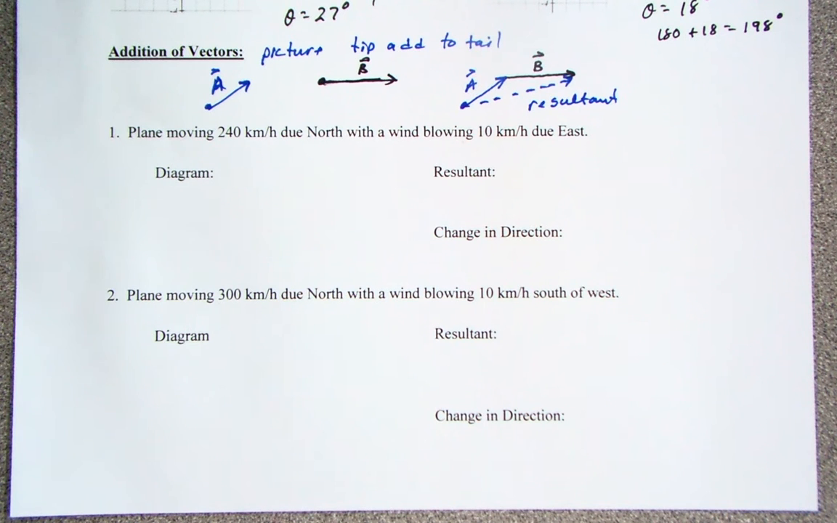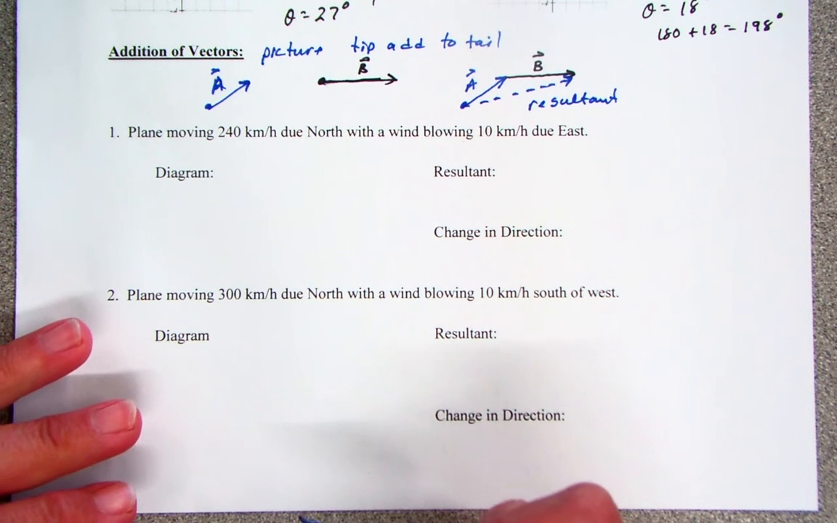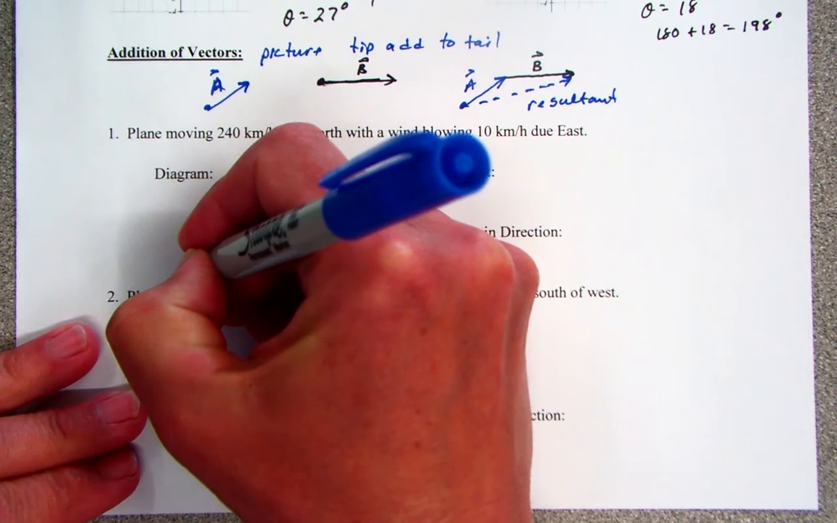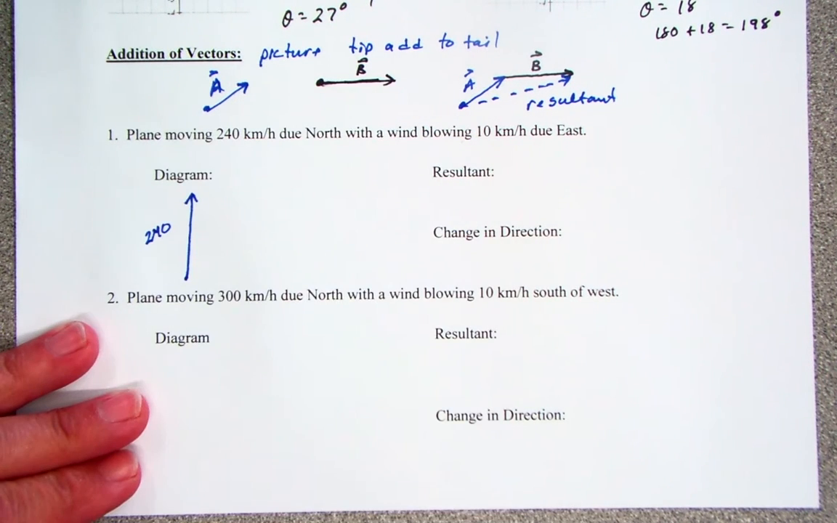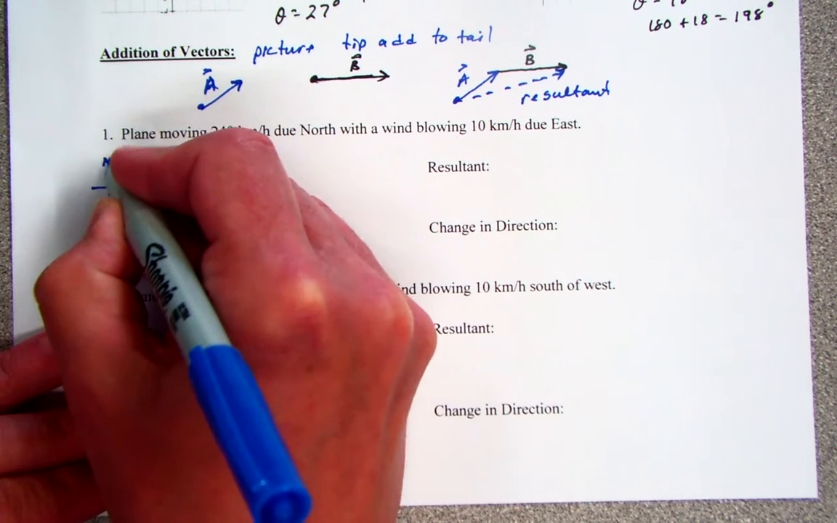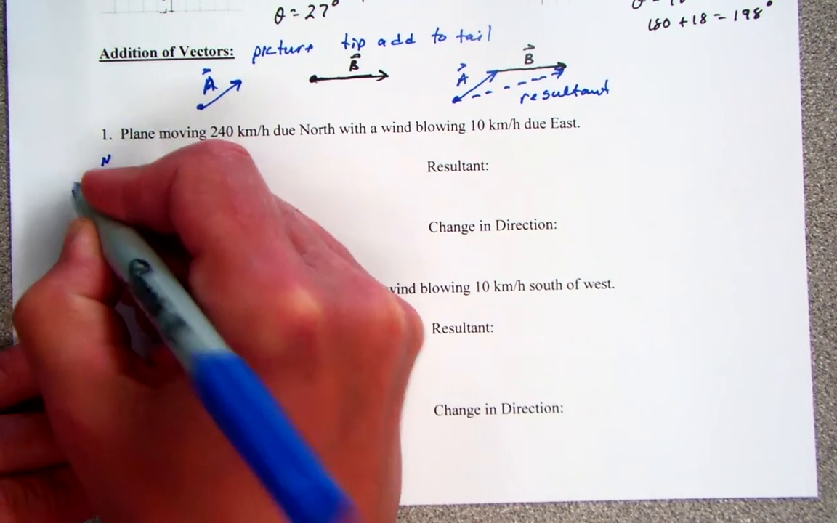So here's an example. You have a plane traveling due north at 240 kilometers per hour. I'm not going to draw this necessarily to scale, but here is my vector, a representation of that vector. That's called due north. So what they're looking at is north, south, east, and west.